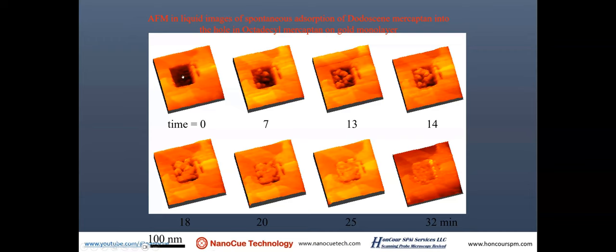In this case, you control the force, so the tip scans over the sample and you scratch away a little square, which exposes the gold substrate. After that, a small dose of dodecane mercaptan was injected into the liquid cell. The liquid cell is always filled with ethanol. And you can see the self-assembled monolayer started to form inside this hole on the surface, and it healed itself. Fun to do: you heal a hole that you just created.